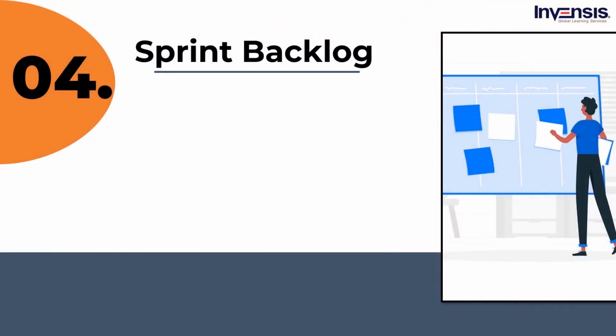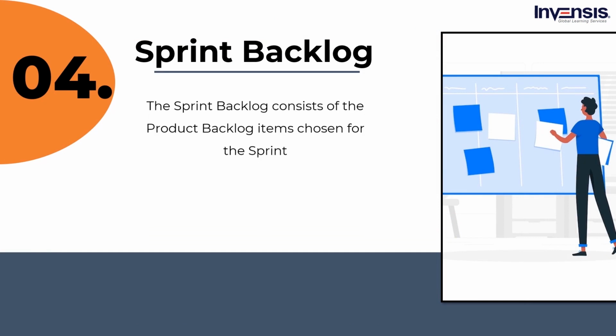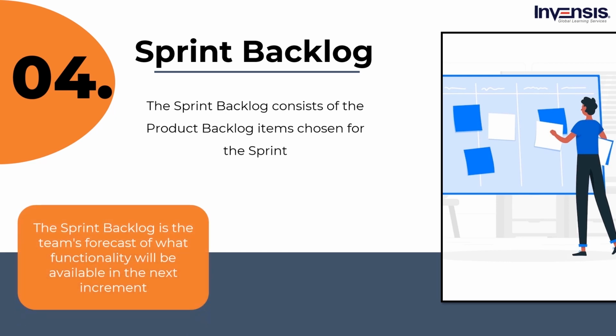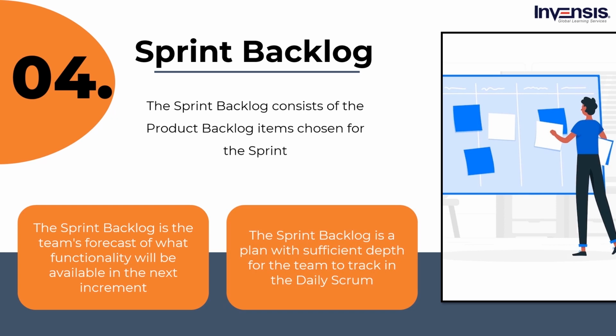Now, let us move on to the next Scrum artifact, sprint backlog. The sprint backlog consists of the product backlog items chosen for the sprint, as well as a plan for delivering the product increment and achieving the sprint goal. The sprint backlog is the team's forecast of what functionality will be available in the next increment and the work required to deliver that functionality as a working product increment. The sprint backlog is a plan with sufficient depth for the team to track in the daily scrum.